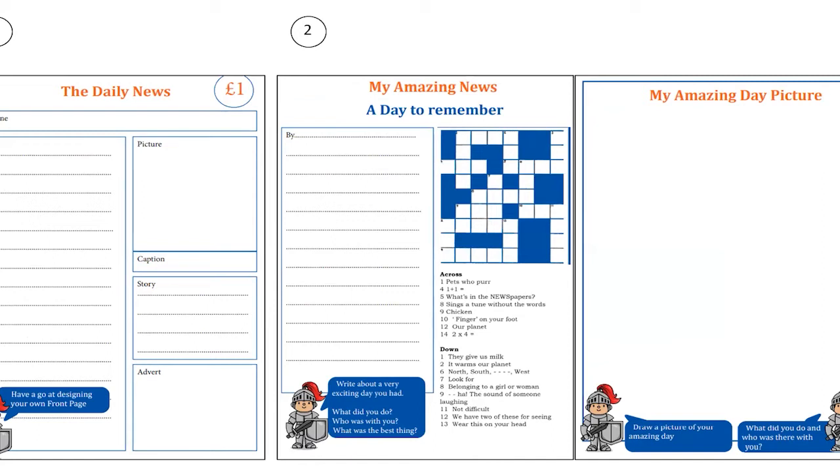The second template, My Amazing News, is where you could tell a story about yourself. Maybe you and your family did something recently, or maybe something happened to you that you want to tell in a story, just like it was on the front page of a newspaper. And you can see that you've got two pages for that one, so you've got a bigger space to do a picture of that particular story.